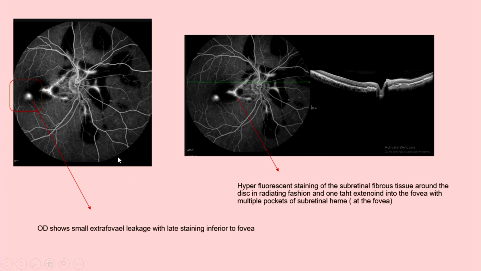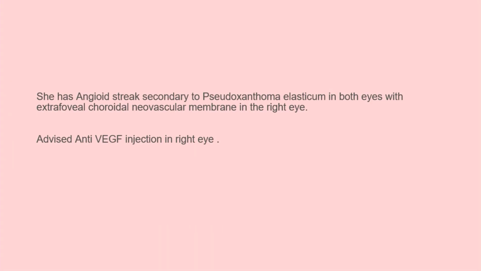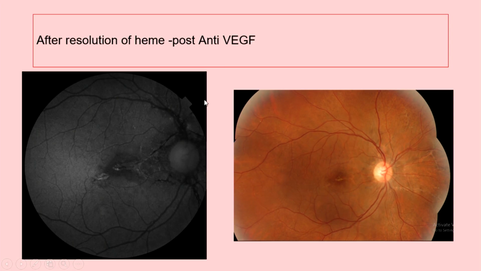In the right eye, the angiography showed staining of the angioid streak with the subretinal bleeds, and in the late phase it shows active CNVM. This is the hyperfluorescent staining of the subretinal fibrous tissue. She had angioid streak secondary to pseudoxanthoma elasticum in both eyes with an extrafoveal choroidal neovascular membrane in the right eye, so was advised anti-VEGF injection. This is post anti-VEGF injection. There is a resolution of the subretinal heme.